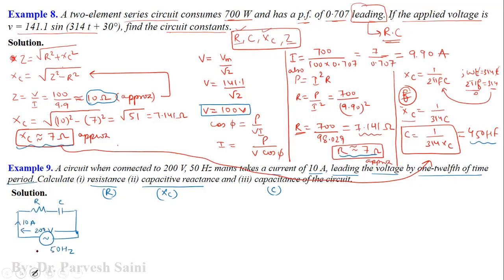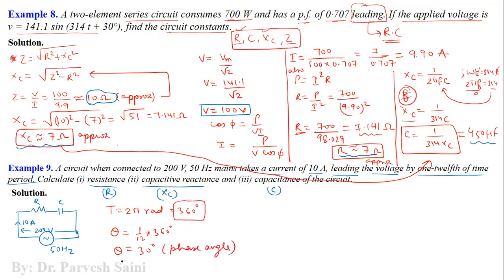Now, the time period T is of 2 pi radians or 360 degrees, right? So this is how you can calculate. Now, theta is basically 1/12 of this 360, right? So it is 30 degrees basically. So not theta, basically this is the phase angle. So either it can be taken as phi. We can write phi is equal to 30 degree, which is the phase angle, right?